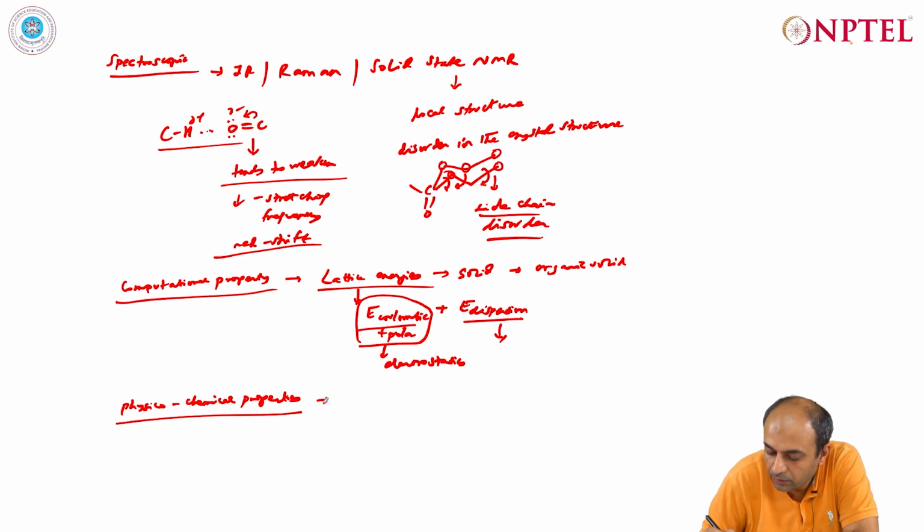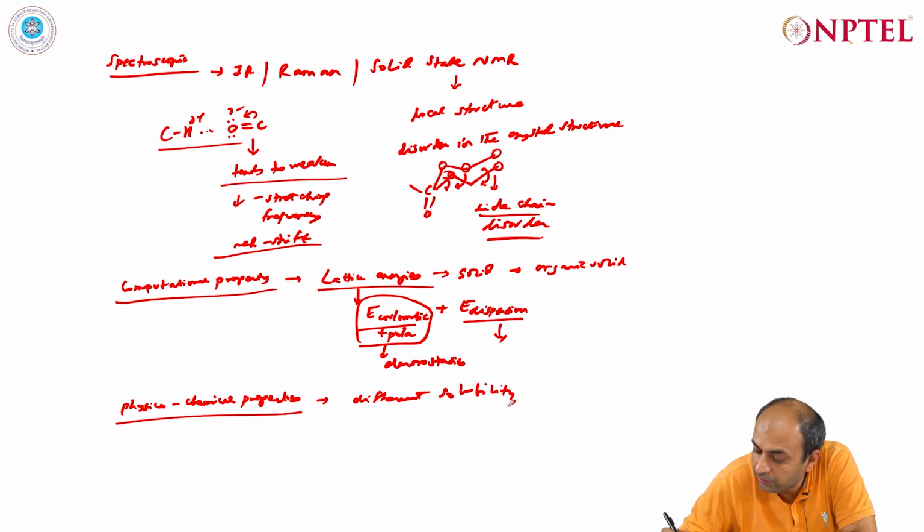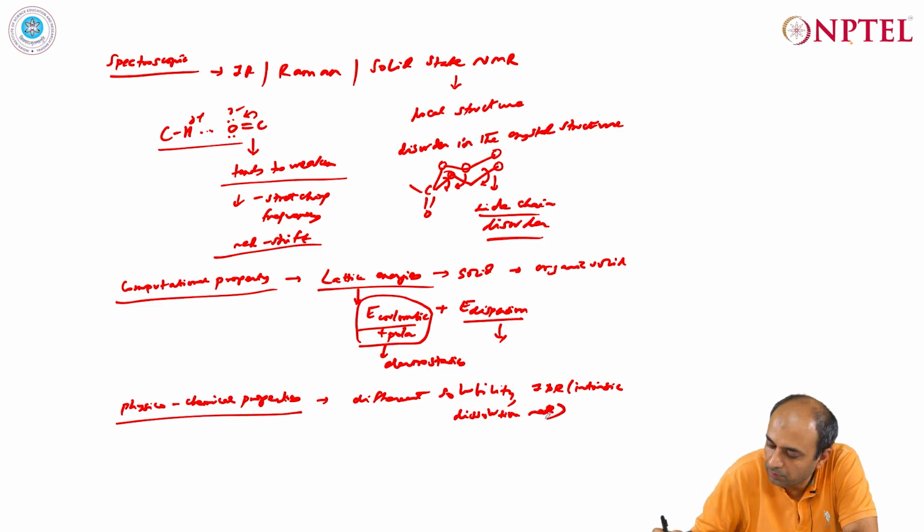For example, different polymers will have different solubility. They will also have different IDR, that is intrinsic dissolution rate, which is going to be different for different polymers. IDR is actually the kinetic solubility, whereas the equilibrium solubility, the solubility which we measure, is actually an equilibrium quantity.